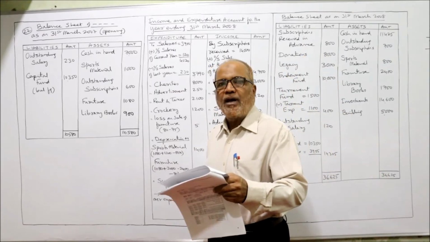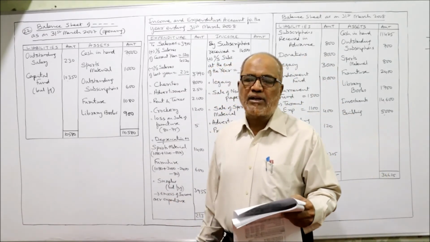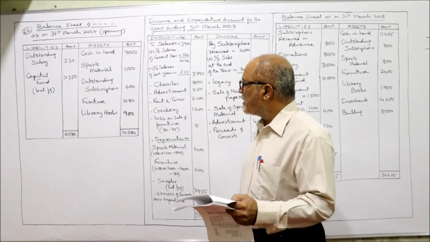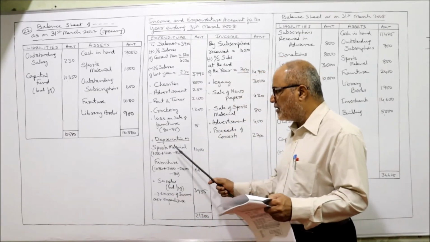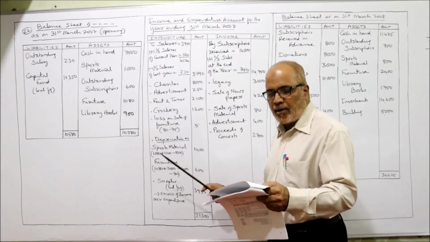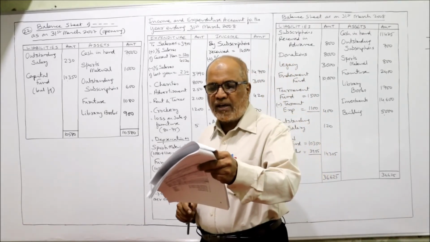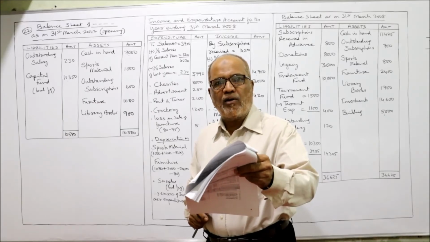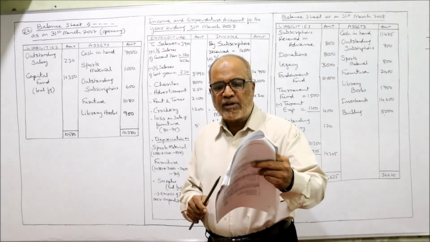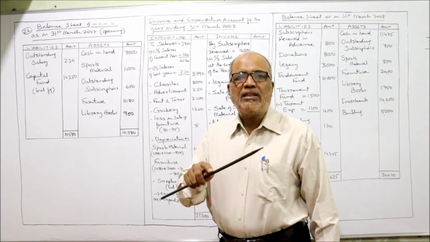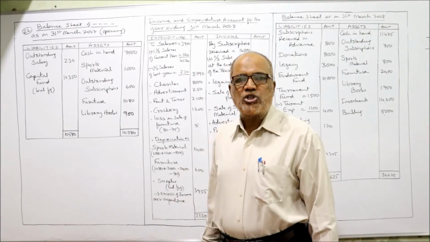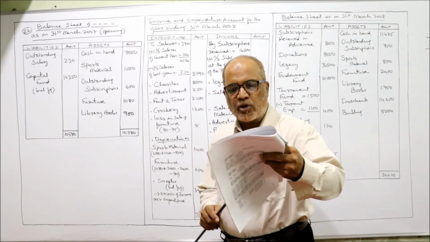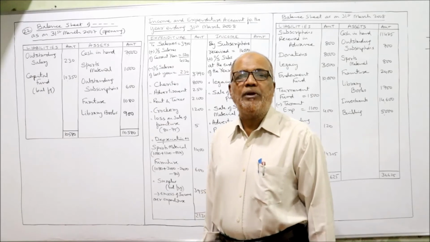Sports material. Actually sports material is a capital expenditure. So sports material we have taken the depreciation on sports material. Because sports material beginning of the year we are given 1000 rupees, and during the year sports material purchase 1200. So 1000 opening, 1200 purchase, and end of the year sports material is given 800 rupees.